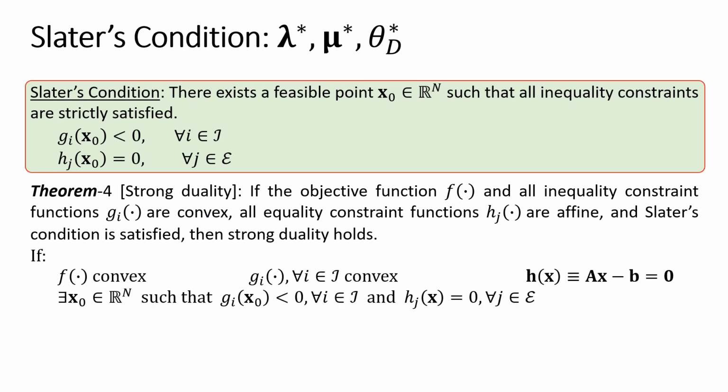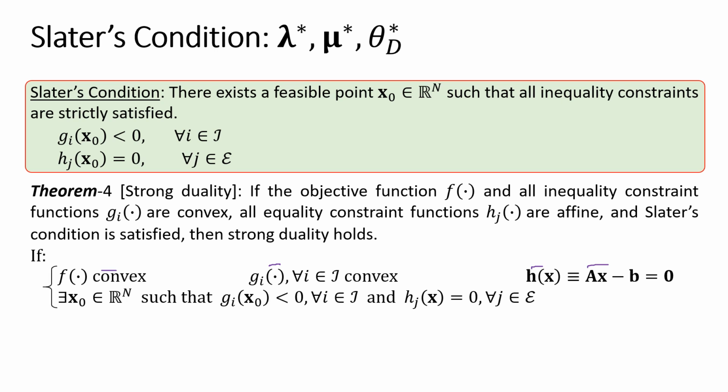So this theorem is a sufficient condition for strong duality. The if part is this: the function f of x should be convex, all the inequality constraints should be convex, and the equality constraint should be affine. That is, it should be of the form Ax minus b equals 0.